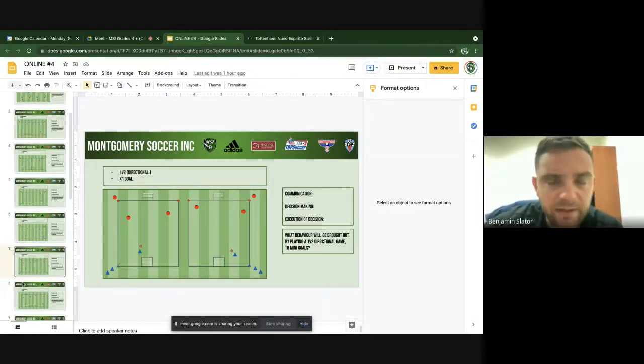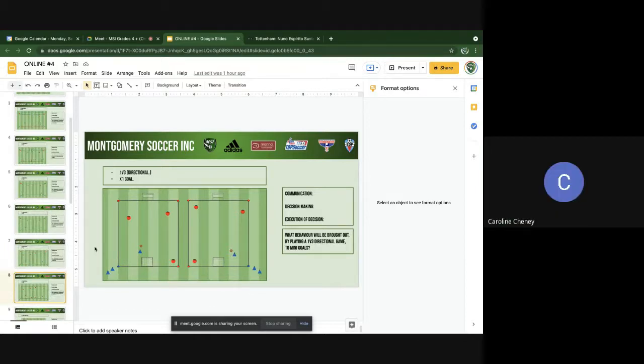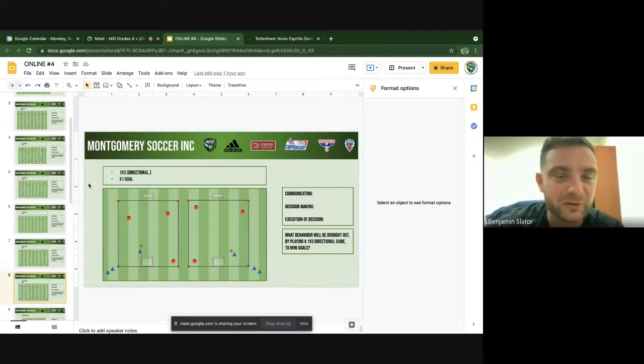The last one here, 1v3. What is this going to make the player with the ball do? Improve their ball control. So not only do they have to improve their speed of decision making, but their execution of the decision as well. So what may be a level of execution of the decision, Caroline? I'll put you on the spot.